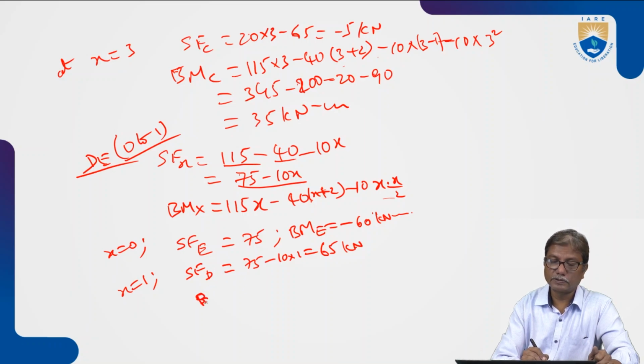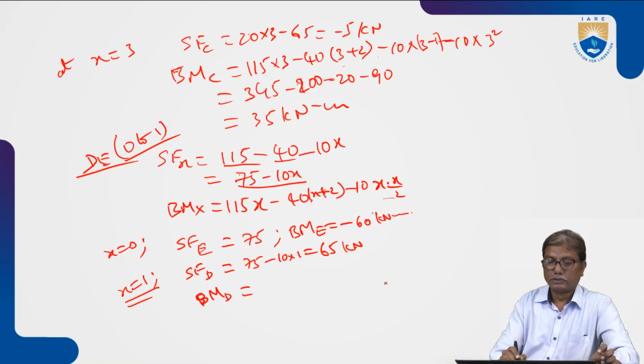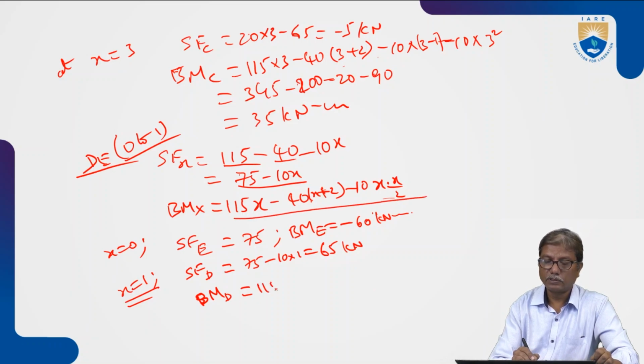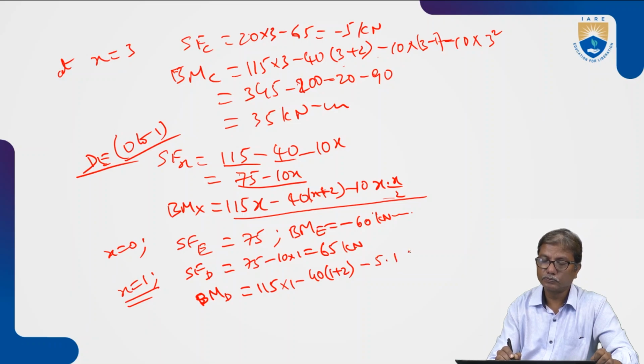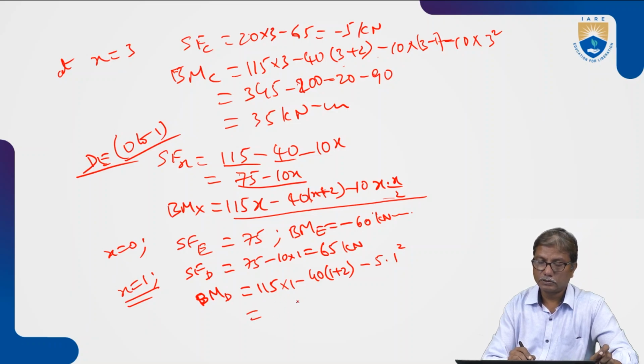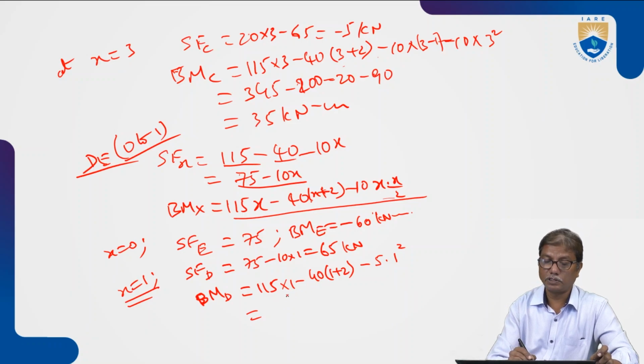Next, bending moment at D. At x equal to 1, bending moment at D is from this, 115 into 1 minus 40 into 1 plus 2 minus 5 into 1 square. Okay. So we will get 115 minus 120 minus 5. That is minus 10 kilonewton meters.